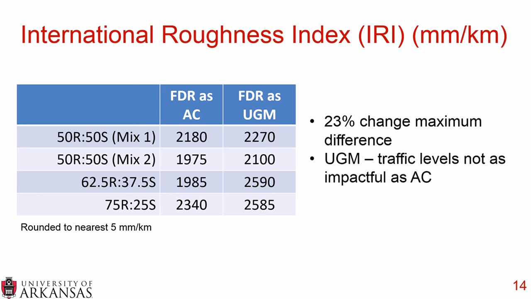and this was the smallest difference between the 2 materials of all the outputs, this 23%. Now, I didn't get into this much, it's described much more in the paper, but there are also different traffic levels depending on the ratio of RAP to subgrade material. And we found that for unbound granular materials, the traffic levels did not impact the IRI as much as the asphalt concrete. And again, this is the most similar of all distresses between asphalt concrete and unbound granular material, the final International Roughness Index.